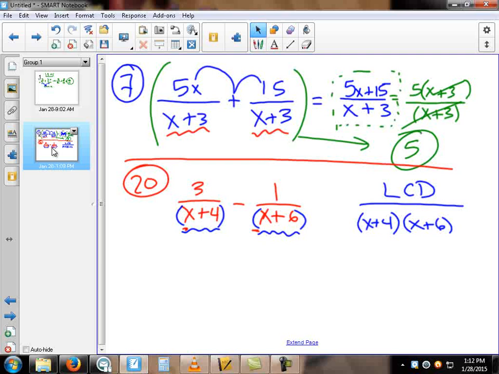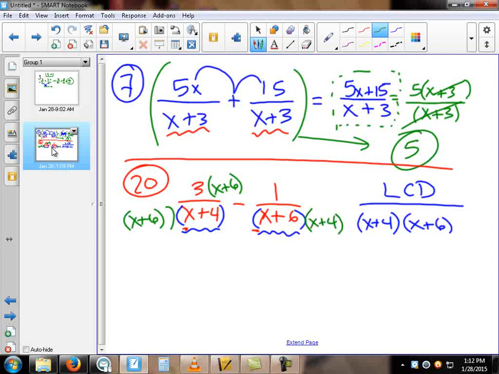When I come back to the original problem, the question might be asked, well, what's missing? What's not in this denominator that's in the common denominator? Well, it's missing the x plus 6. But what you do to the bottom of a fraction, you have to do to the top of a fraction. Okay? So over here on the right, well, what's missing? Well, it's missing an x plus 4 on top and bottom. Whatever you do to the bottom, you have to do to the top.